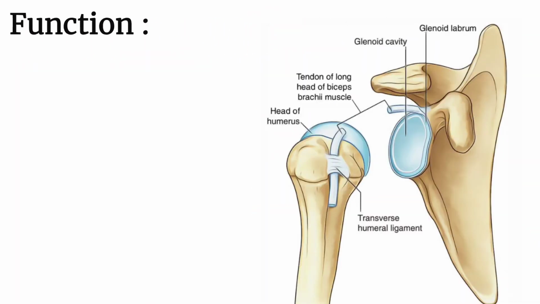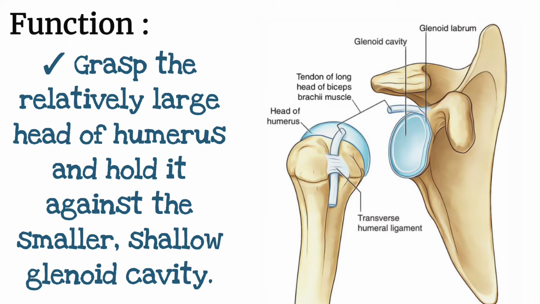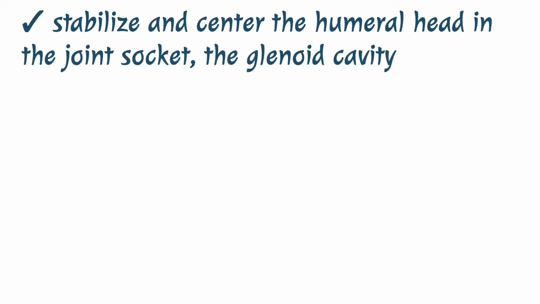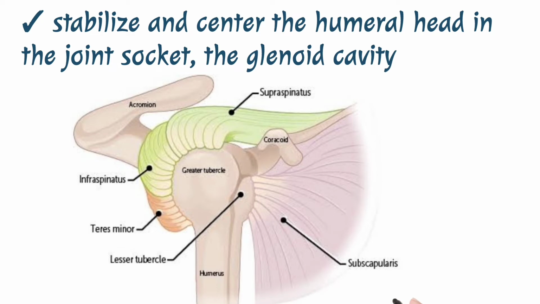The function of the rotator cuff muscles is to grasp the relatively large head of the humerus and hold it against the smaller, shallow glenoid cavity. It stabilizes and centers the humeral head in the joint socket, that is, the glenoid cavity.